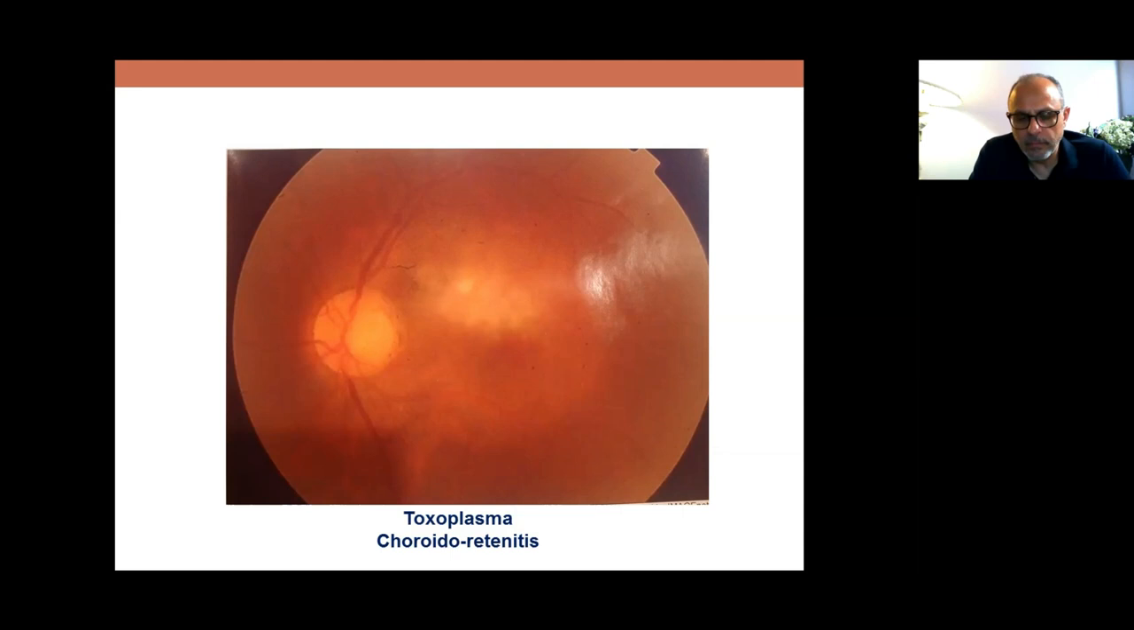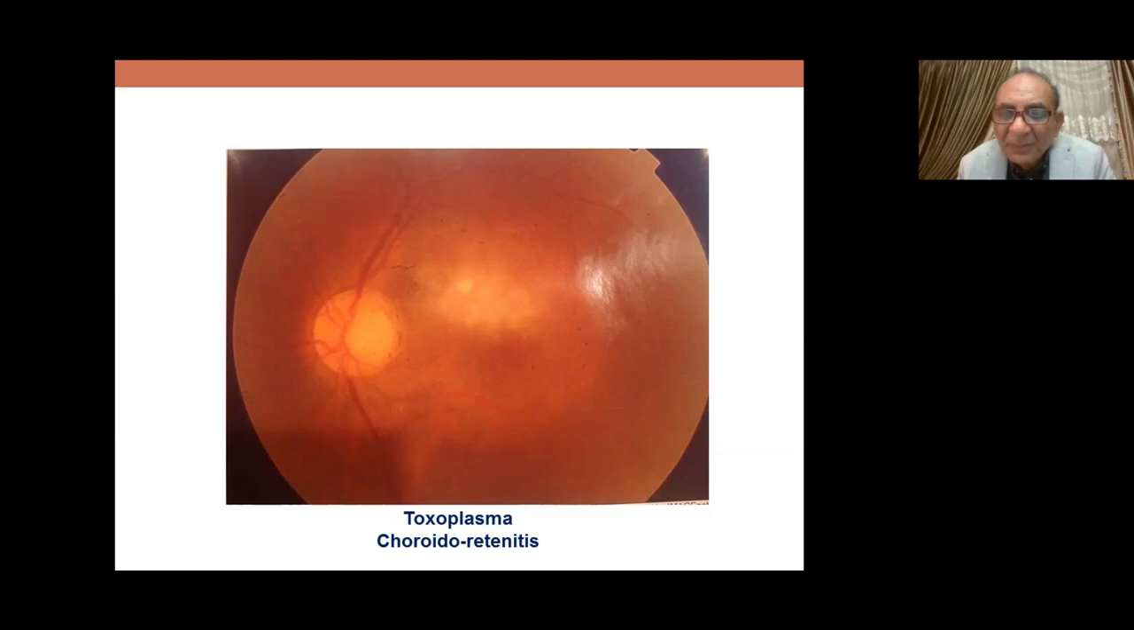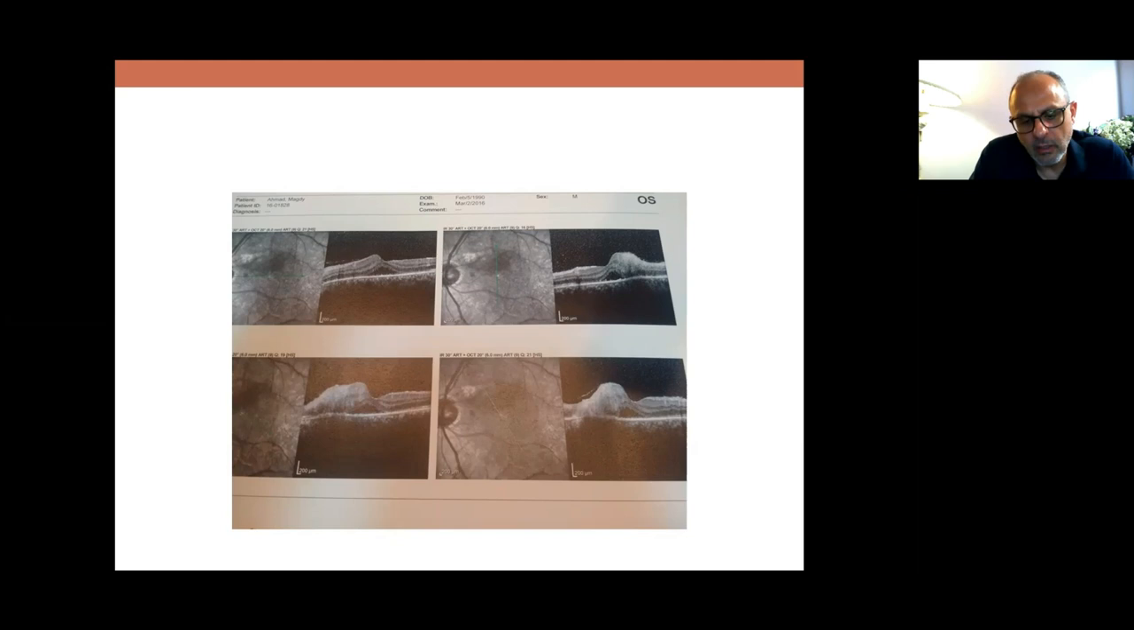Also, you can do PCR from the blood. Sometimes it comes positive in addition to serology. Right. Okay. So we'll move on. This is an OCT, I'm sorry, showing a thickened, opaque retina indicating neuroretinitis with edema.